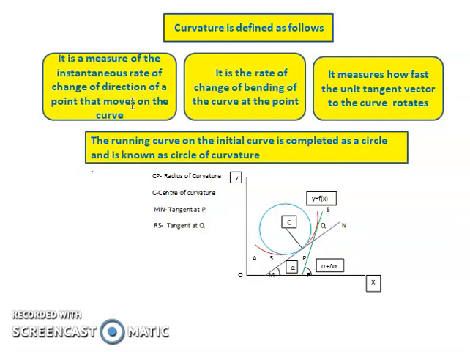So now we can give the definition for curvature. Curvature is a measure in which there is a gradual increase in the change of direction of a point that moves along the curve, or it can also be defined as a measure of the unit tangent vector which rotates along the curve.